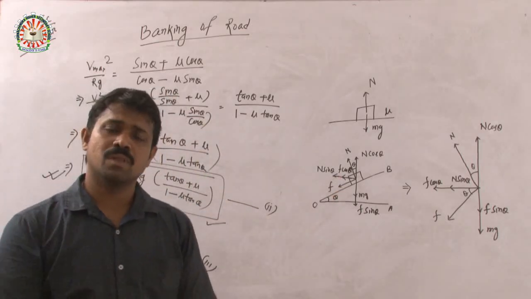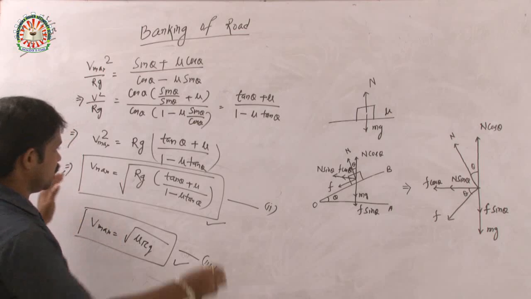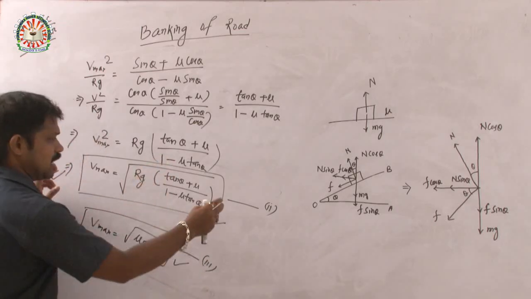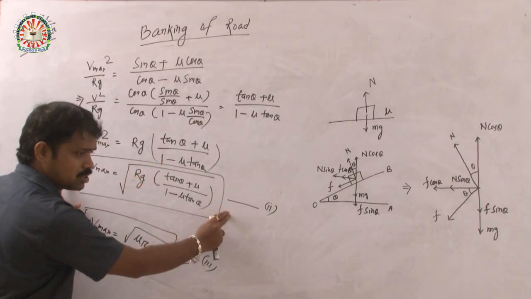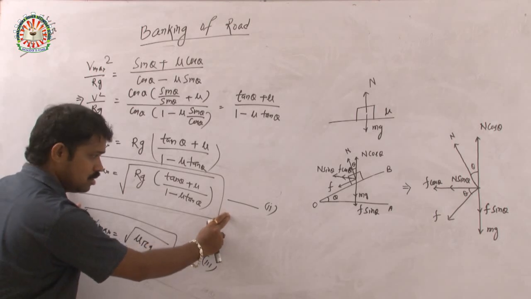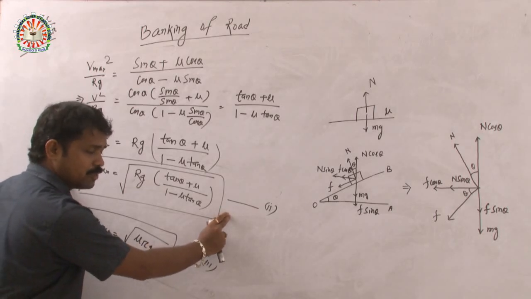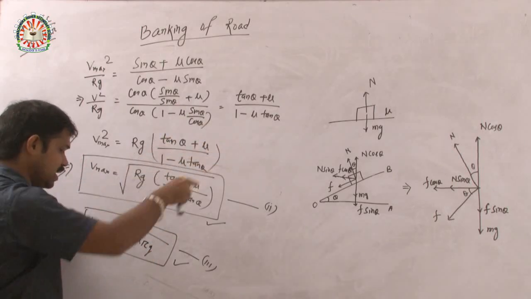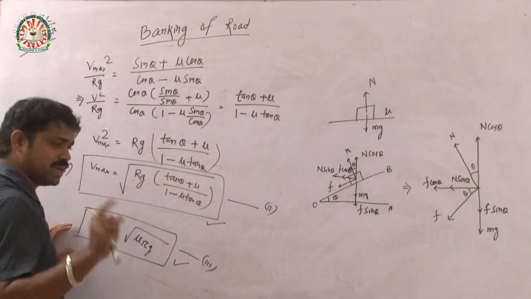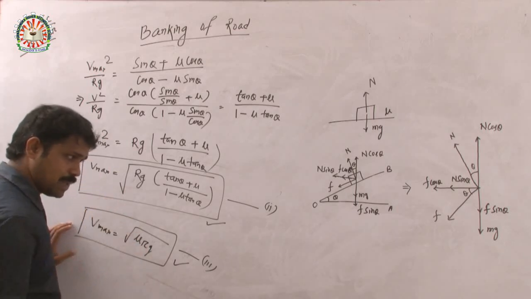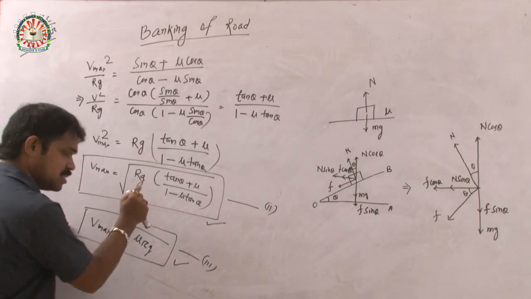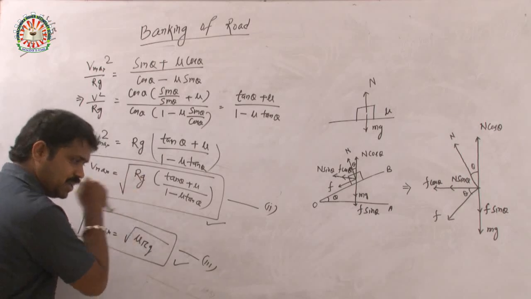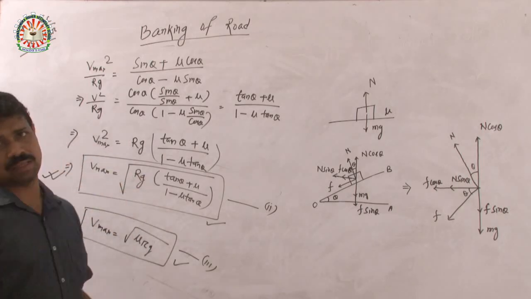Clear all of you? So here again I will summarize. Equation number 2 is the maximum velocity of a vehicle on a banked road. Equation number 3, which I derived previously, is the maximum velocity of a vehicle on a horizontal car path. Between these two, this one is more, that's why this is safer than this on a car path.